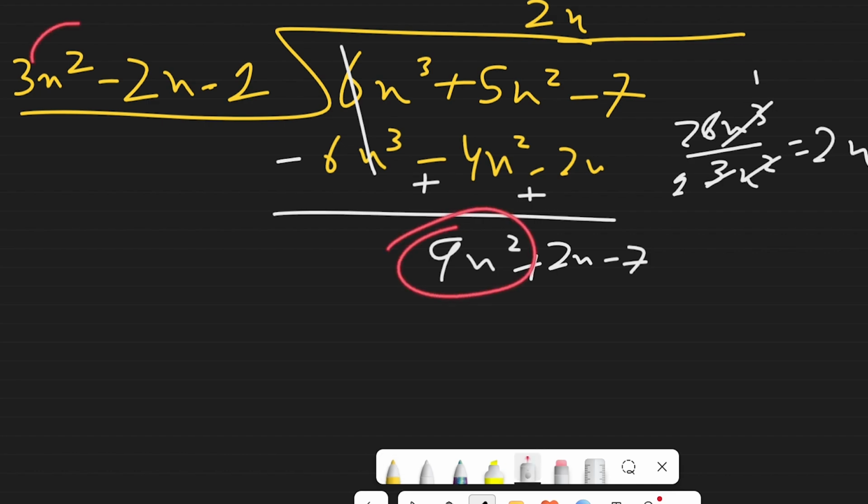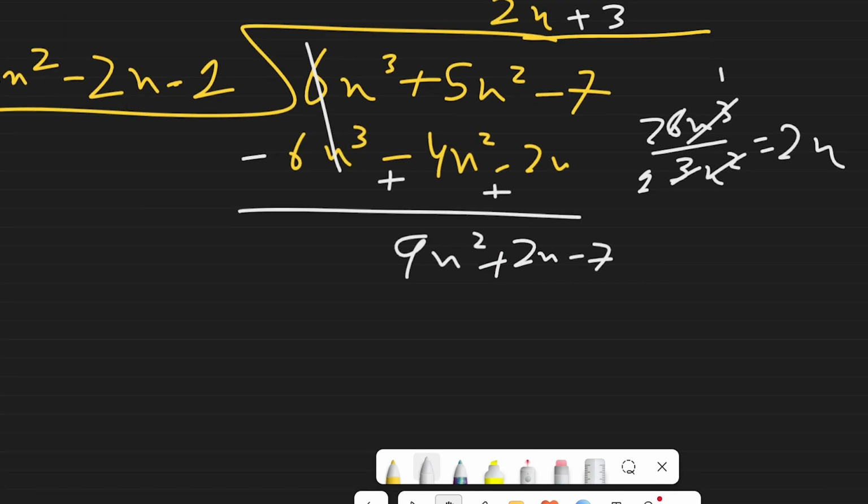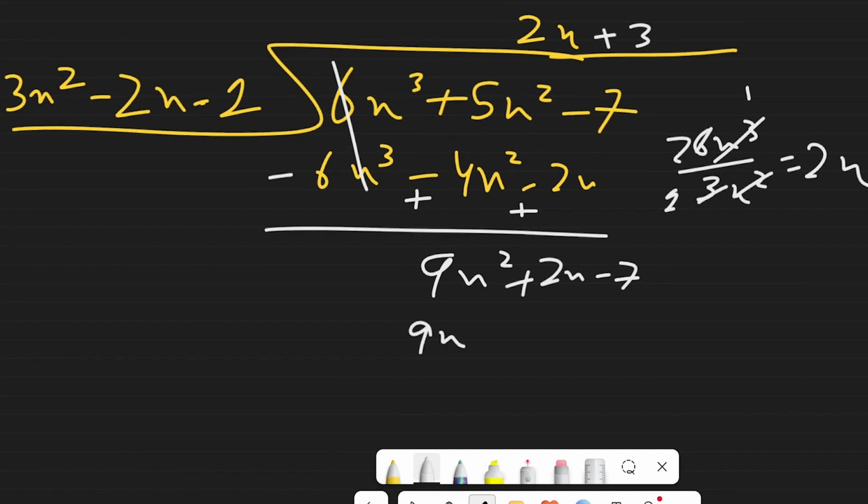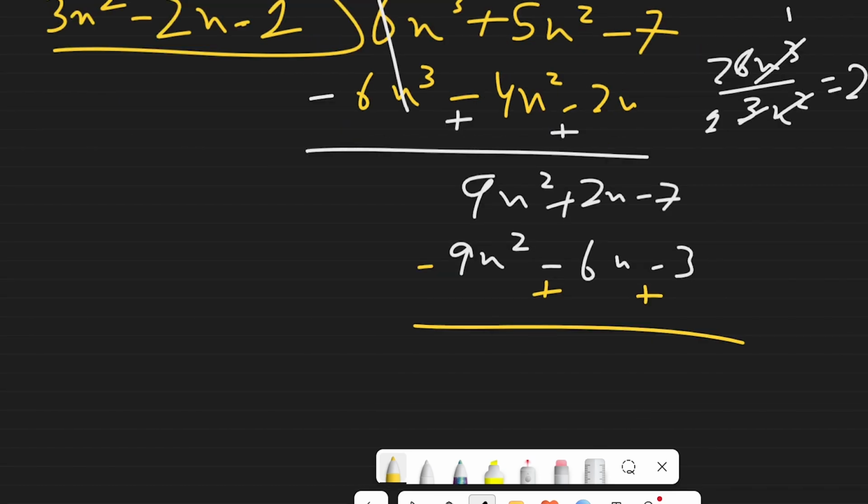9x squared divided by 3x squared. What will we get? 3, right? We will get 3. And then we will multiply the 3 with this entire thing, and we will get 9x squared. Then we would have minus 6x. Then we will have minus 3. We will change it into plus: this minus, this is a plus, this is a plus. And what will we get? 2x plus 6x, 8x. Minus 7 plus 3 is minus 4.